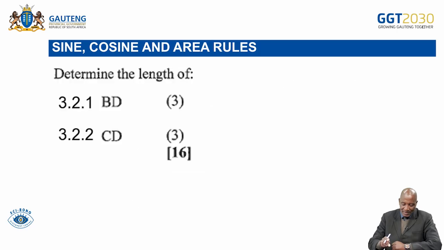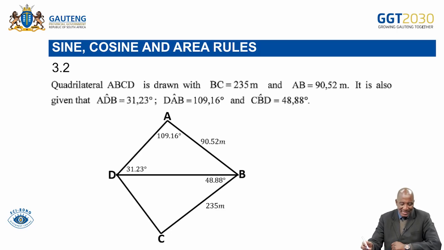Then we're moving on to the last question for the day. This question says quadrilateral ABCD is drawn with BC 235 meters and AB 90.52 meters. It is also given that ADB is 31.23 and then DAB is equals to 109.16 degrees and CBD is equals to 48.88 degrees. Right, this one is going to be your homework.